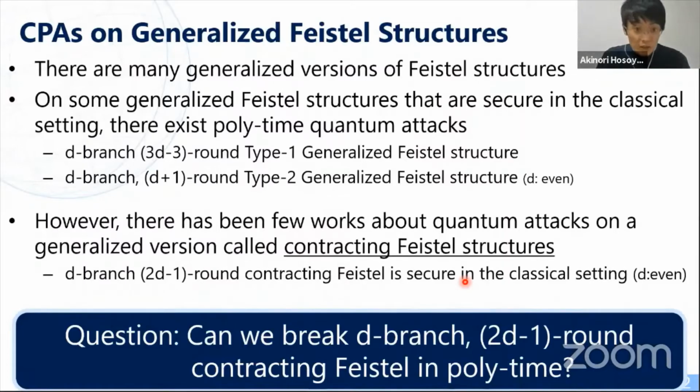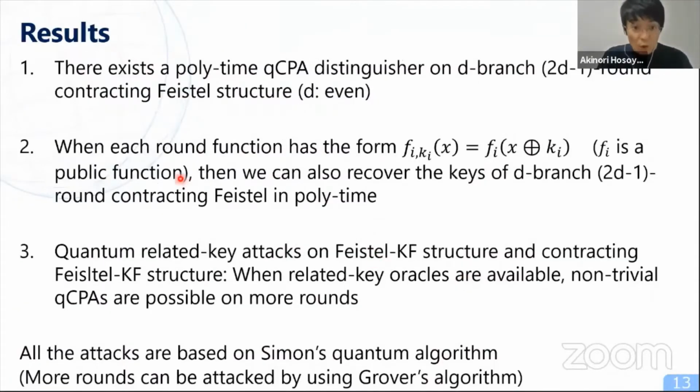And we showed these results. First, there exists a polynomial time QCPA distinguisher on the d-branch, (2d-1)-round contracting Feistel. And second, when each round function has this form, that is, there is a public function f_i, and the round key k_i is directly added to the input.